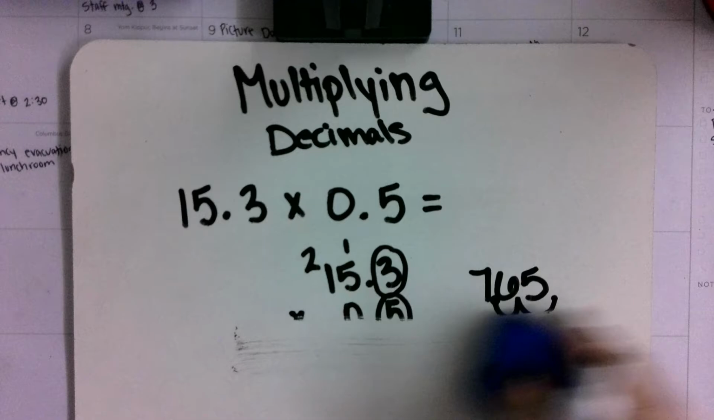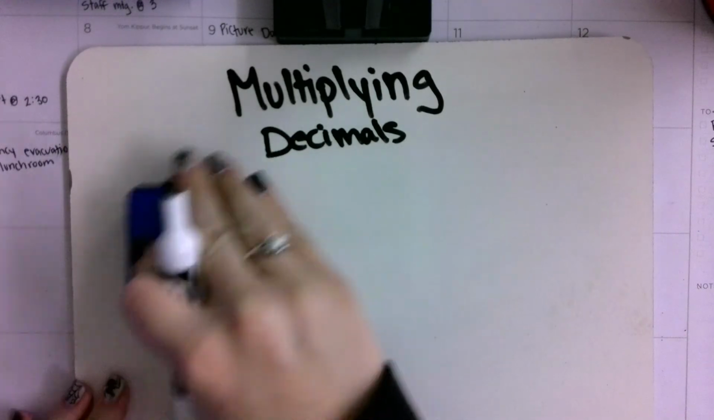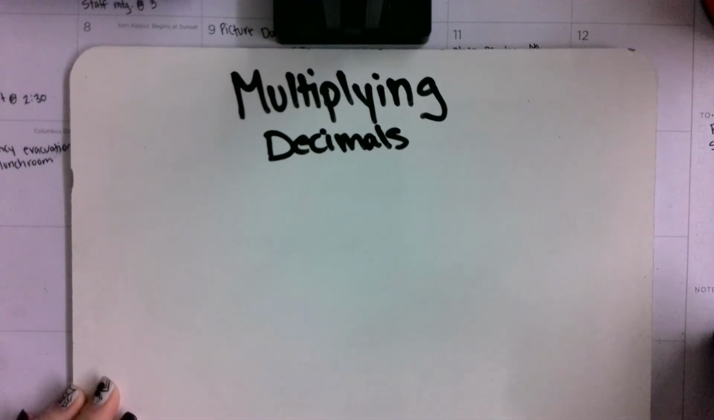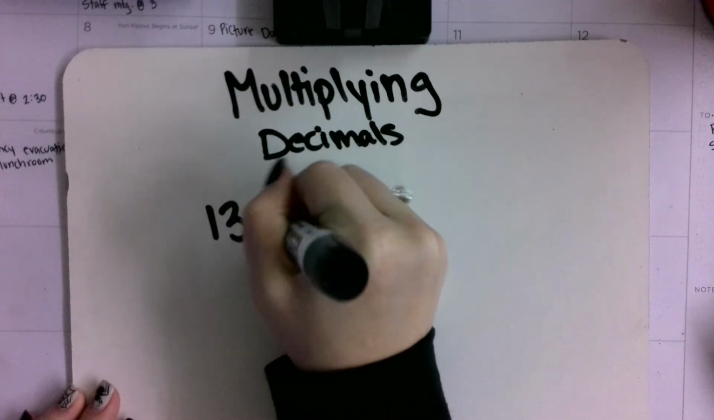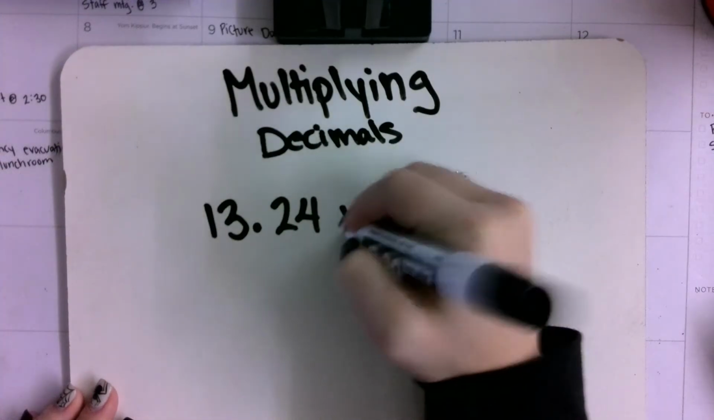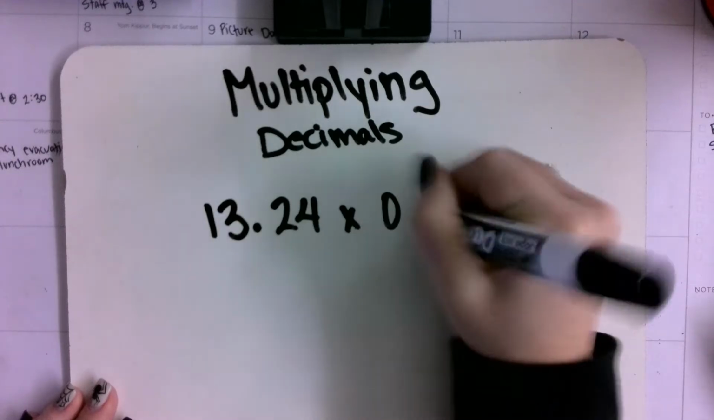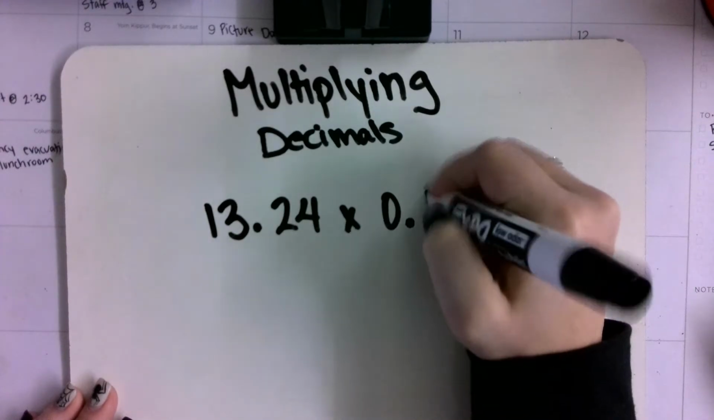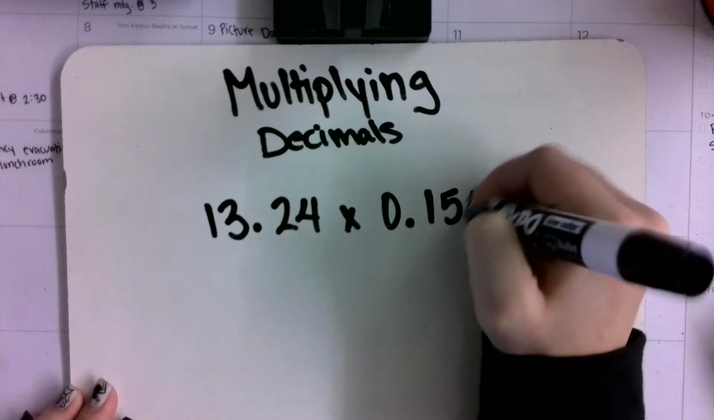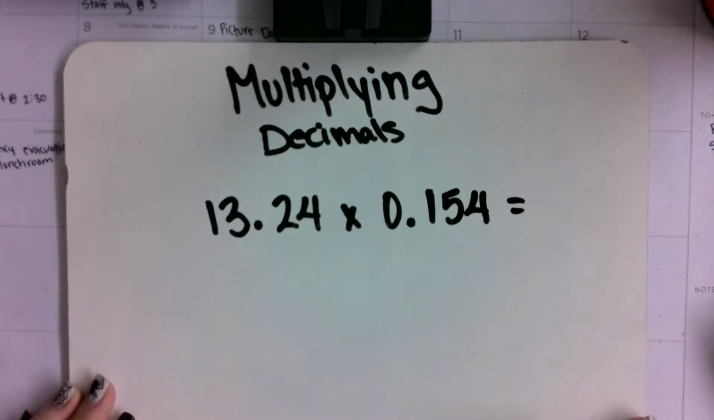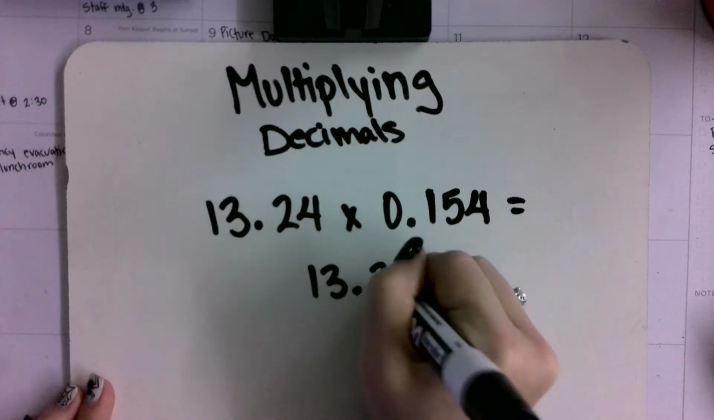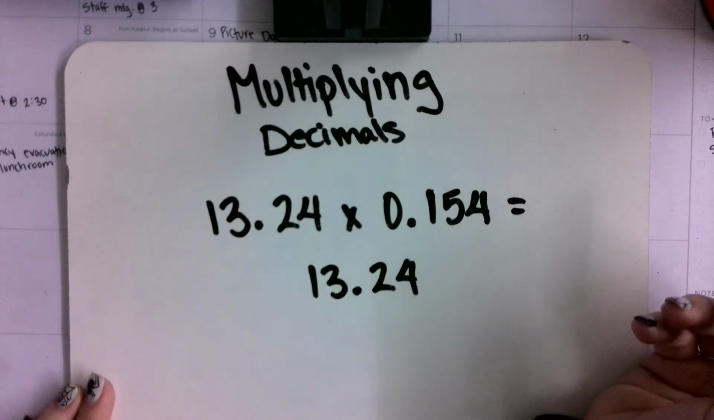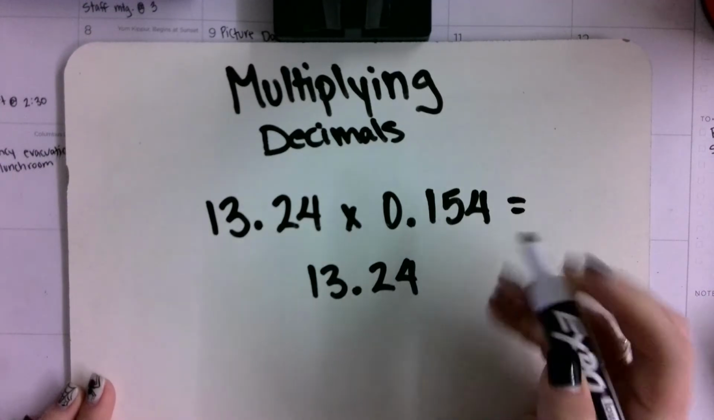So let's do one where the decimals don't line up. So I have 13 and 24/100 times 0 and 154 thousandths. So I'm going to write this vertically so that the last place is what's lined up. So I want the 4 and the 4 to be lined up.